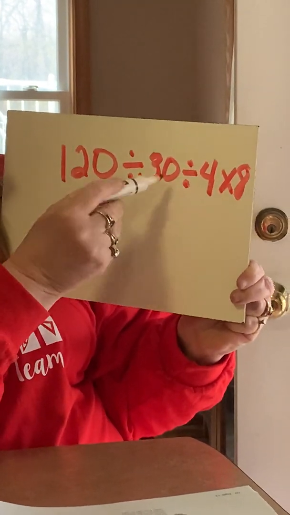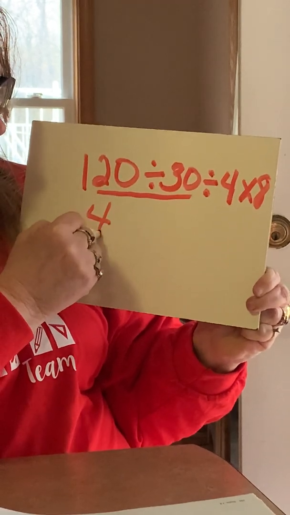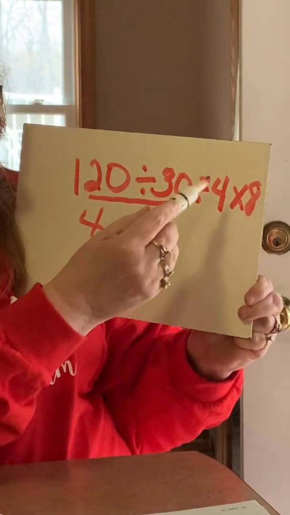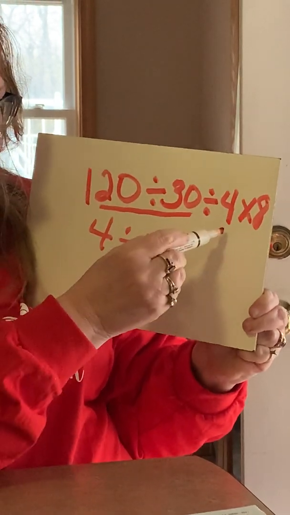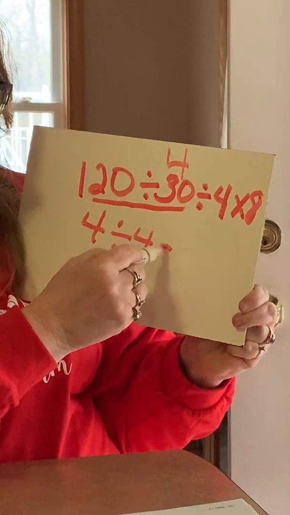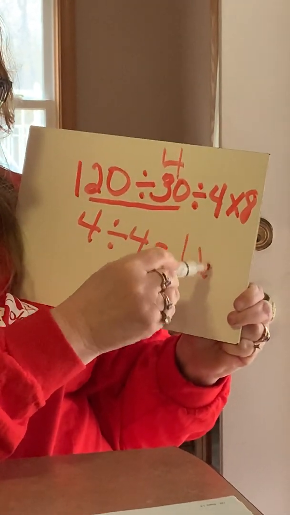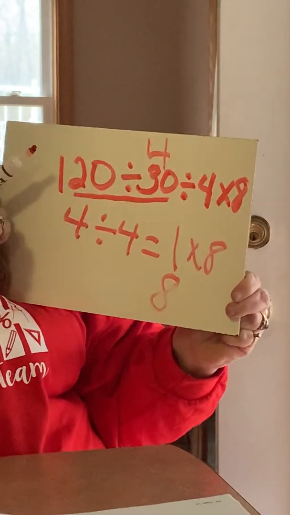So you're going to take 30 and divide it by 4, and that will be... Then you're going to take the next result divided by 4. That's your next problem. Okay, right here. And that will be 1. And then you're going to take 1 times 8. So your answer is 8 to that problem.